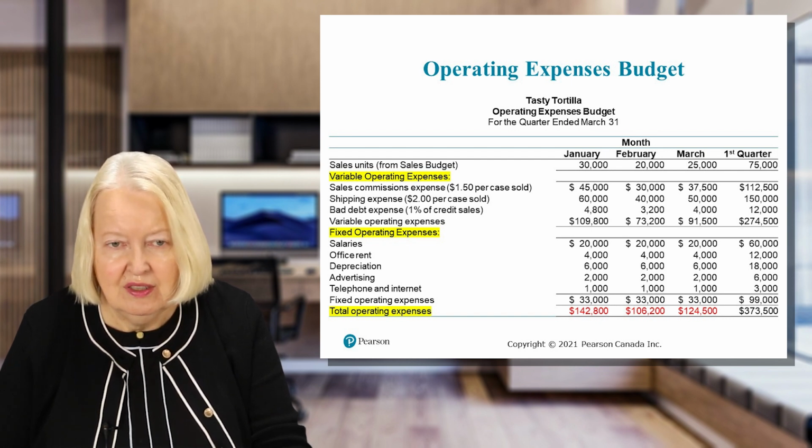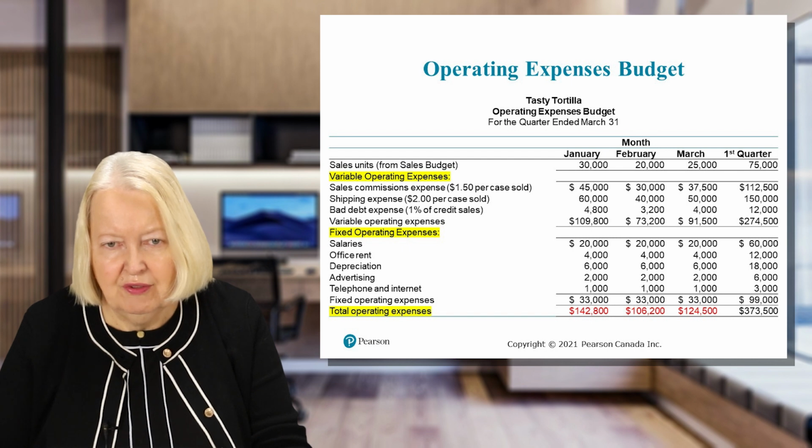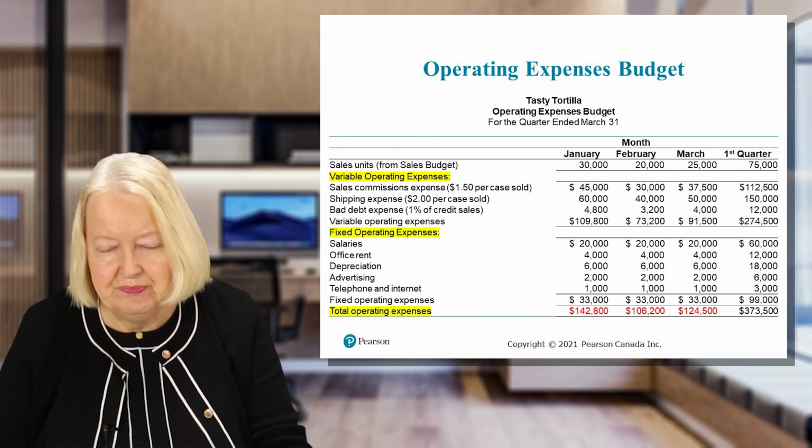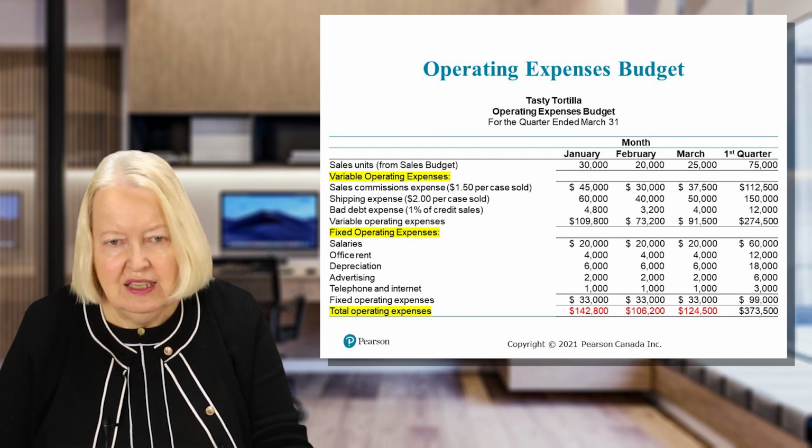There's variable cost, which will increase in relation to the number of units that you're going to sell. So your sales commission is $1.50 per case, your shipping expenses $2, and your bad debt expense 1% of your credit sales. That will give you your total variable expenses of $109,800.